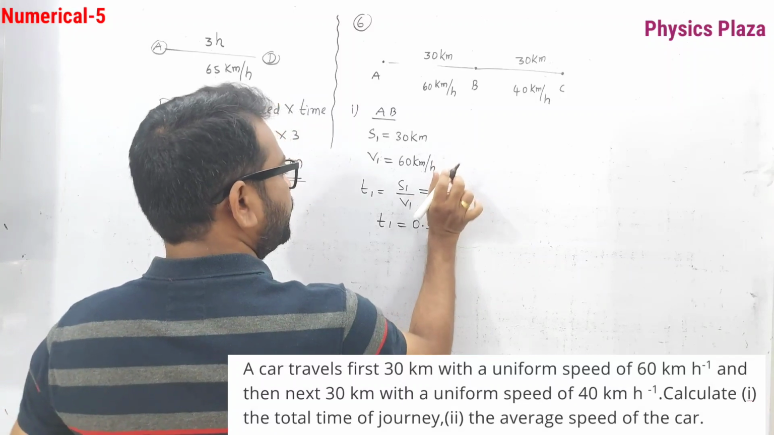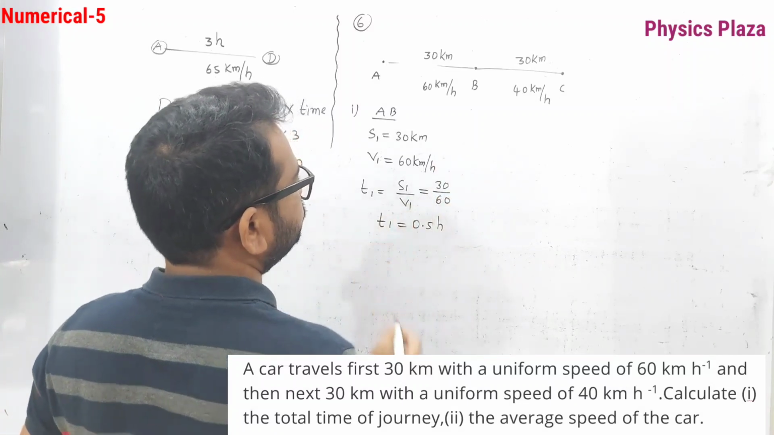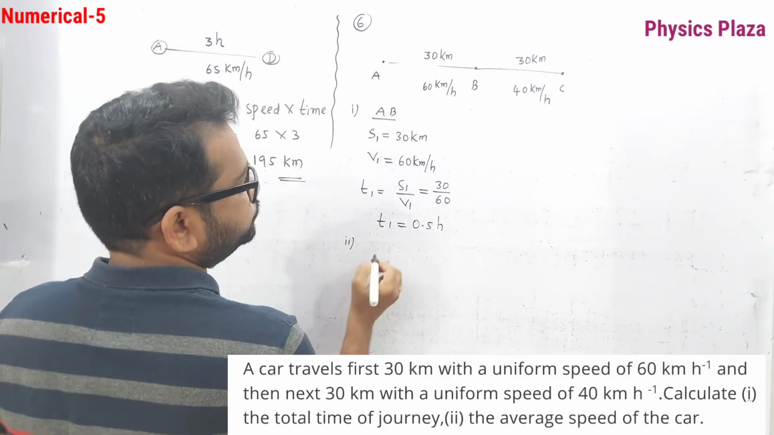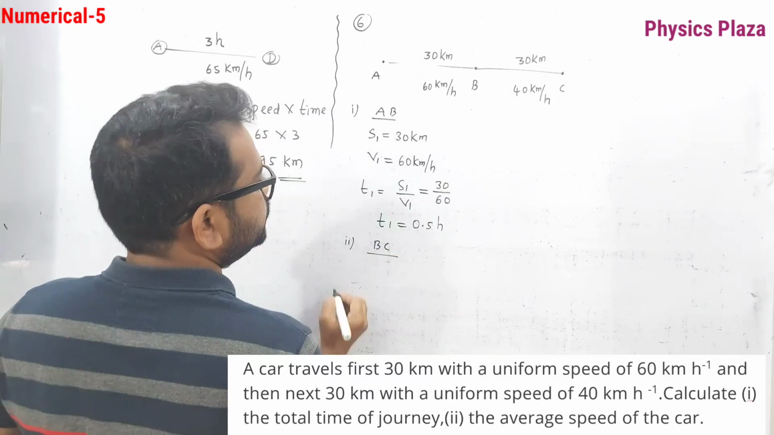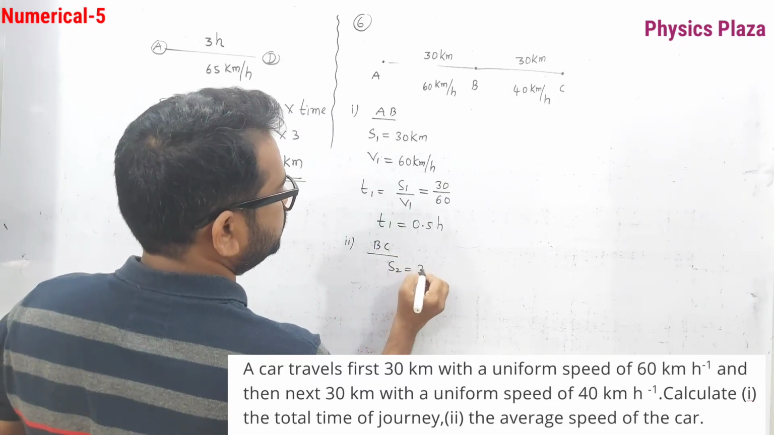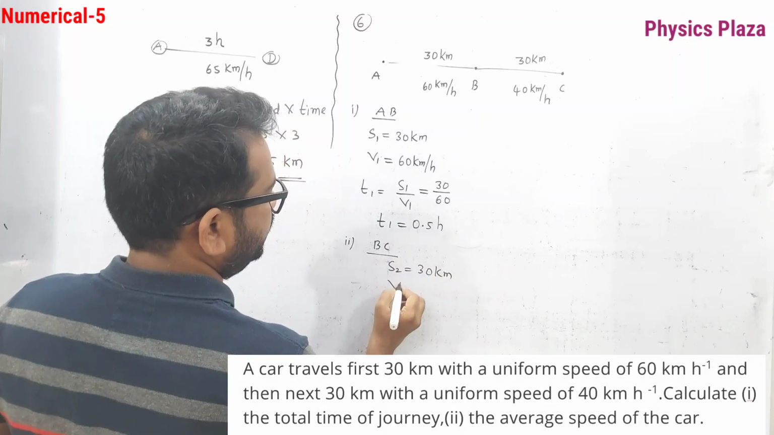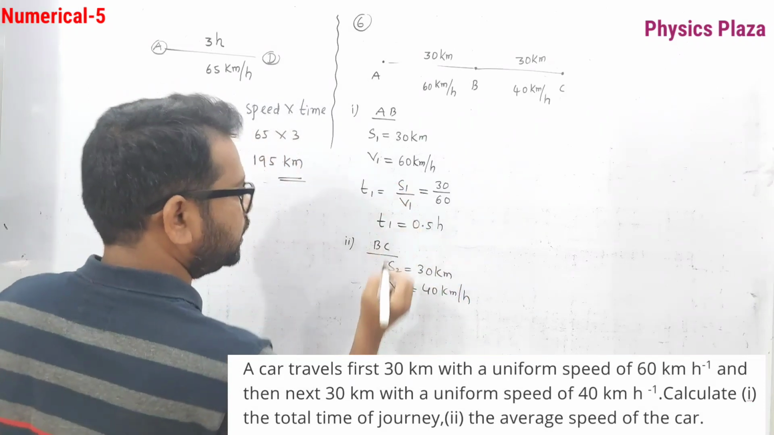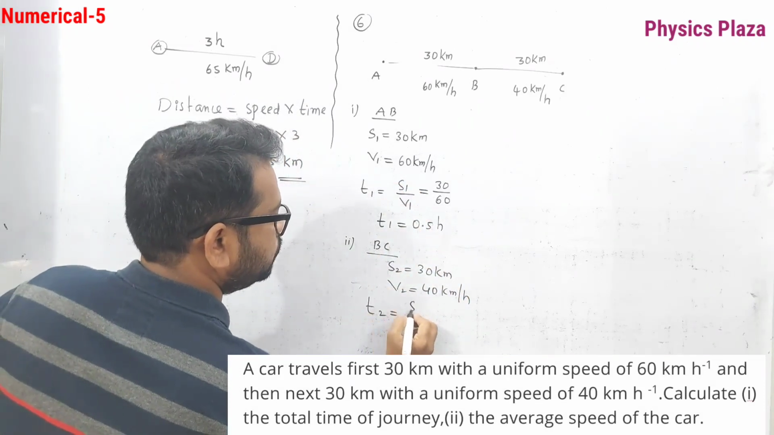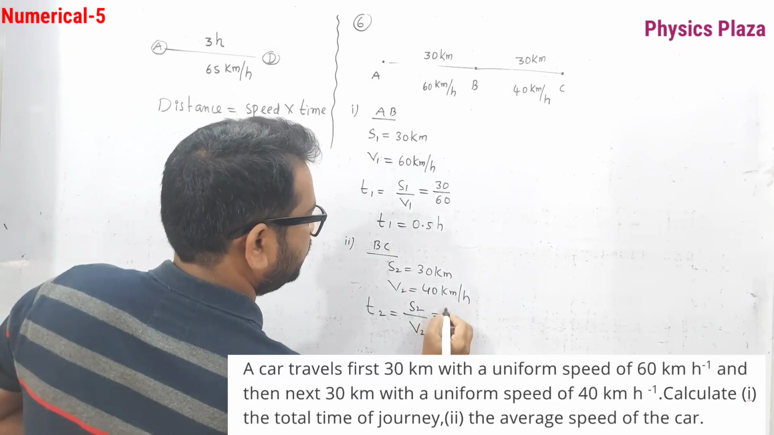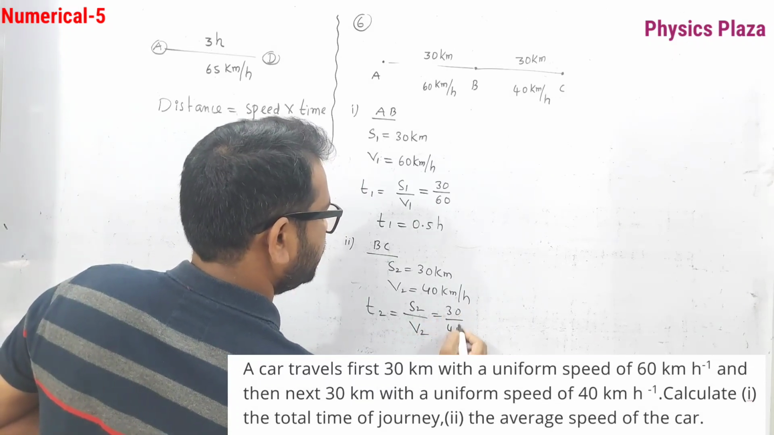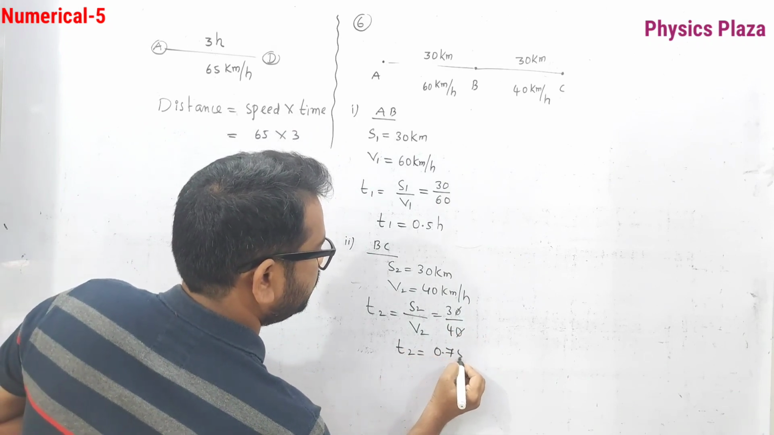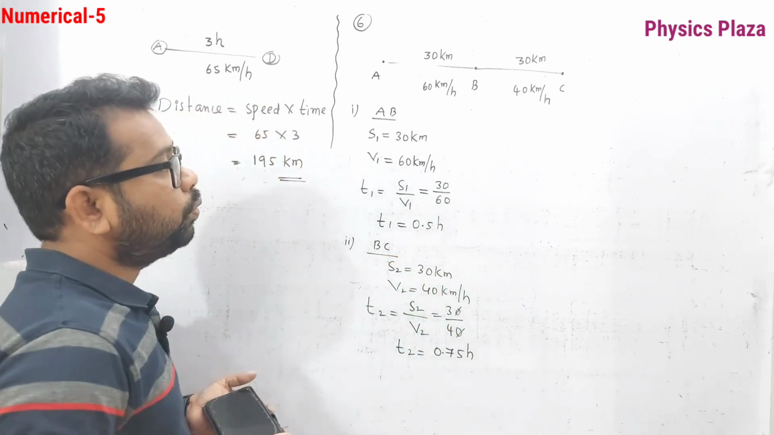We will get it in hours only. Am I right? Okay, fine. Now in the second part, B to C, let us say S2 is 30 kilometers, whereas V2 is given 40 kilometer per hour. Same formula let us apply here. Time is equal to S2 by V2, that is 30 by 40. If you simplify this, children, you will get 0.75 hours.